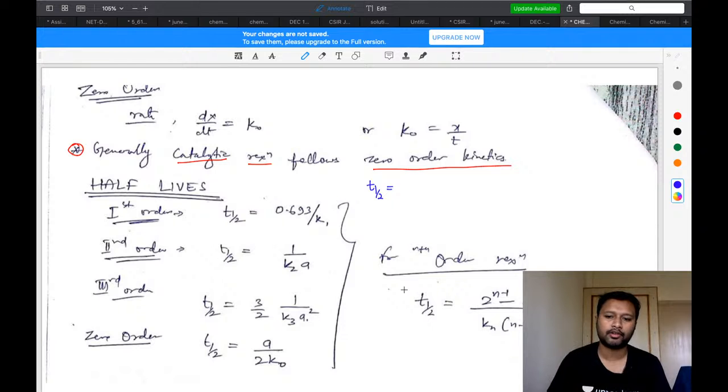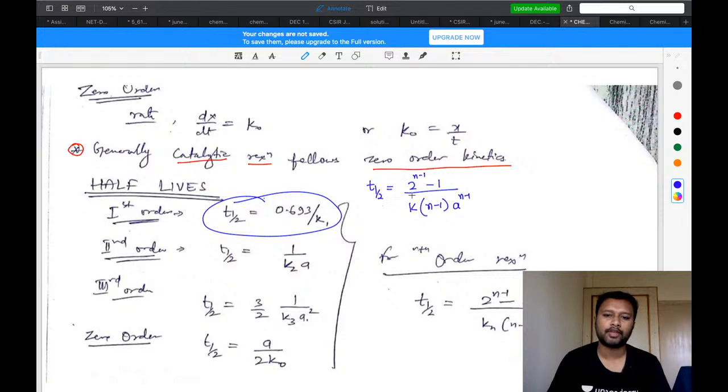Okay, for any nth order reaction, T half will be written as 2 to the power n minus 1 divided by K into n minus 1 and a to the power n minus 1, where n will be the order of the reaction. You can put any value except for the first order reaction. For the first order reaction you have to memorize it.